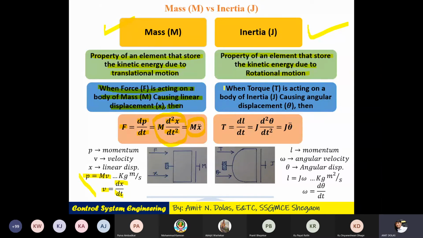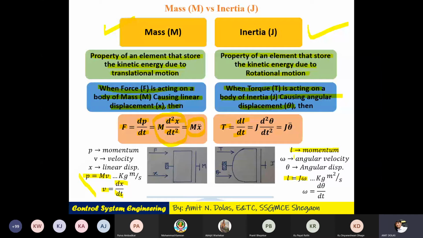Similarly, in terms of rotational, when torque is acting on a body of inertia J causing angular displacement theta, then torque is equal to the rate of change of angular momentum. This notation I have seen online in many places. This notation is different for angular motion, say momentum, so I use L wherever I found it. So dL by dt, where L is nothing but J into omega.